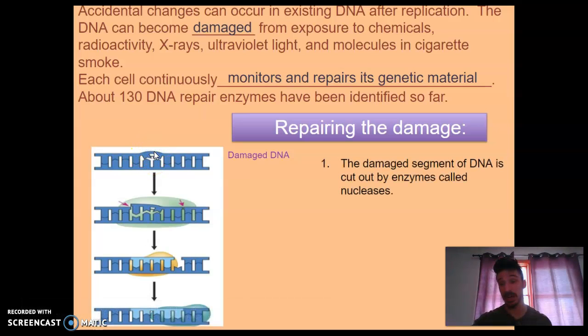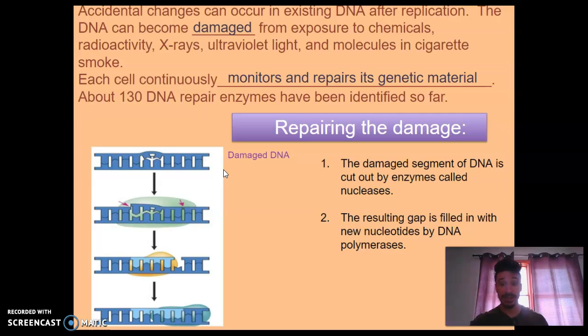It's actually going to be cut away by some enzymes called nucleases. You don't need to know that the enzymes that cut away the damaged DNA are nucleases. The resulting gap is going to be filled with new nucleotides by DNA polymerase. That's this green blob here. That's the enzyme DNA polymerase adding new nucleotides like it does when it's copying DNA. It's doing its same role here.